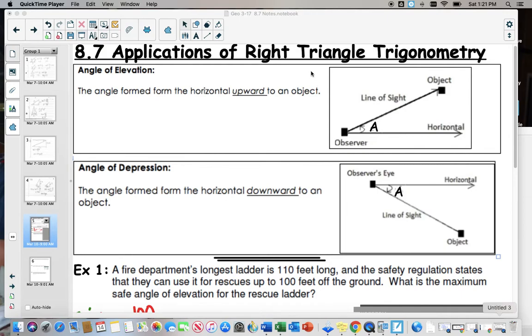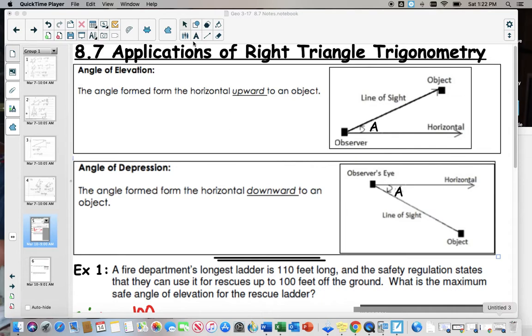Good morning, class. Today we're going to talk about applications of right triangle trigonometry. These are word problems that use our sine, cosine, and tangent, and even special right triangles to help figure out answers. A lot of times they'll use references to angle of elevation. That's right here, from the ground up to a line of sight. Also, they'll talk about angle of depression from that horizontal down.